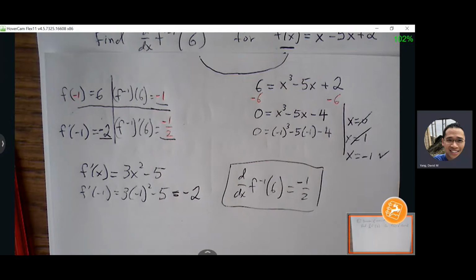Okay. Any questions about the process there? Whatever number they give you, put it in for the y slot, guess and check your way until you find the x. Then find the derivative of the function, insert that x value that you just found, take that slope number, flip it, and that's going to be the slope that you're targeting.